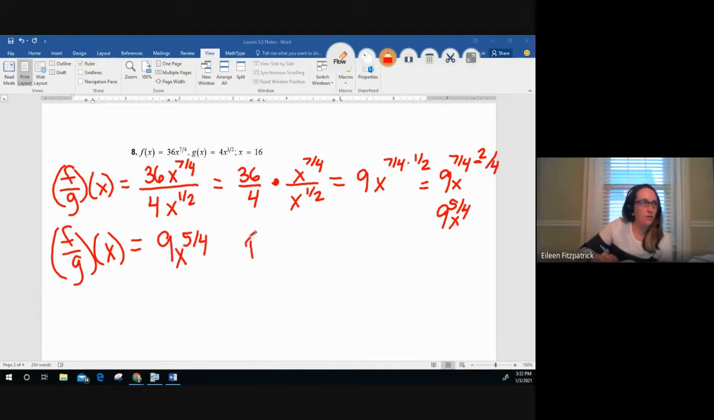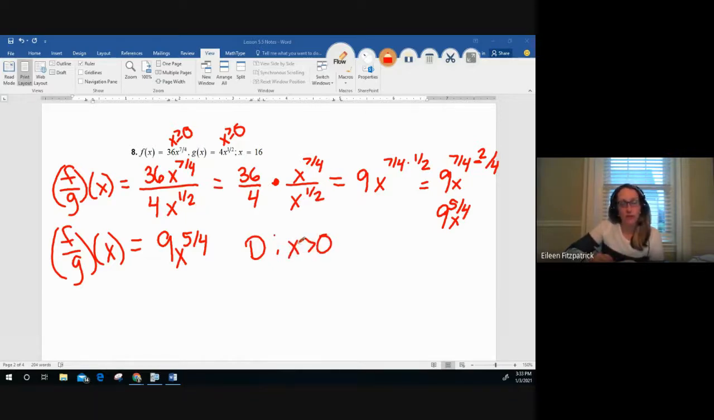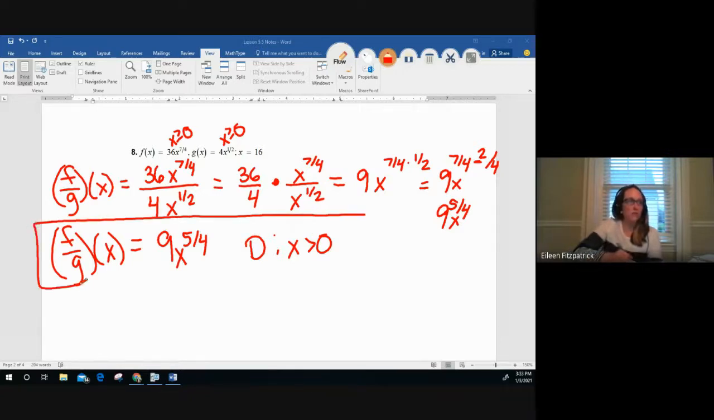Okay, now your domain. Looking back at the original, x has to be greater than or equal to 0 here. But especially with the divisions, don't forget to look at the setup. x cannot equal 0 because if you put a 0 in here, you're going to have a 0 in your denominator, which you can't divide by 0. So x has to be greater than 0, not greater than or equal to 0, but greater than 0. Okay, so there's your function, there's your domain.